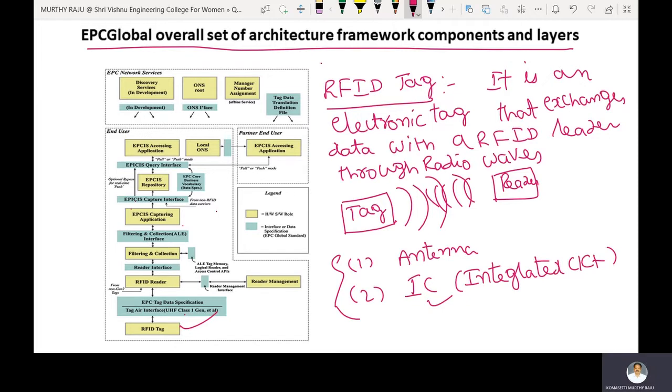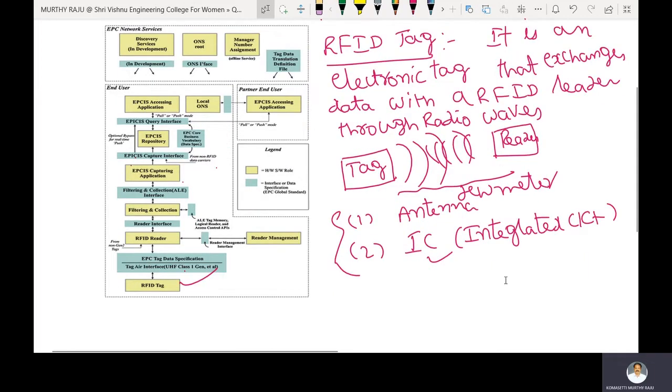Coming to receiving information from a RFID tag, it does not require line of sight and can be performed over a distance of a few meters. The distance between radar and tag is a few meters. It does not require line of sight communication between tag and radar.